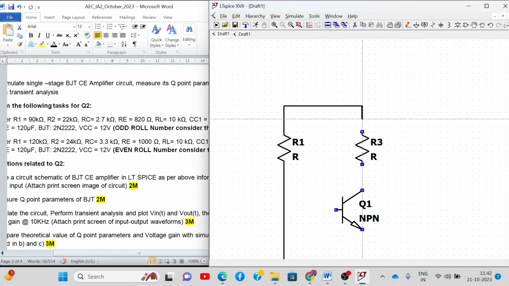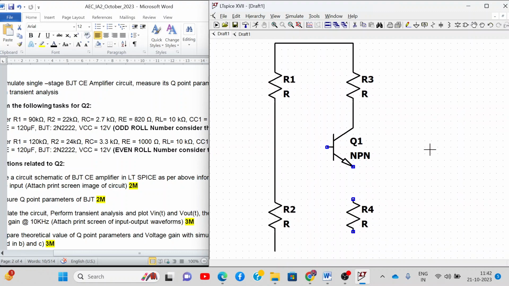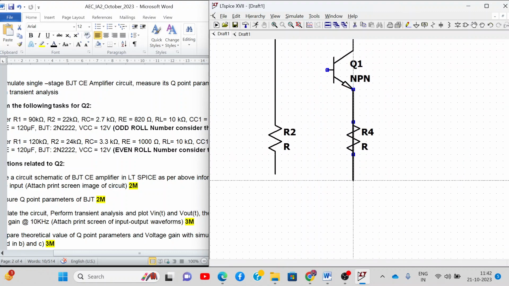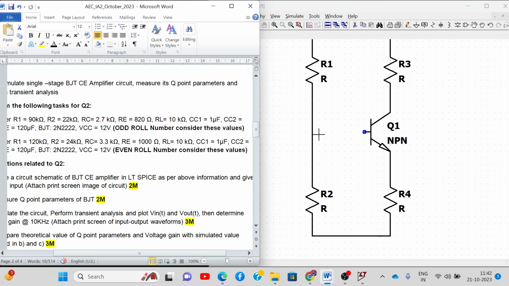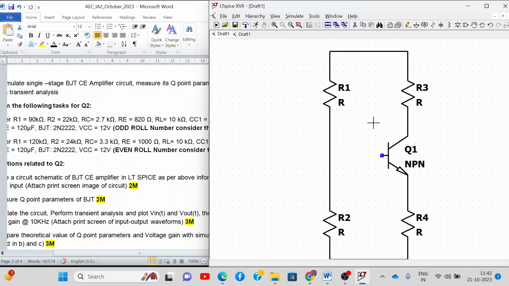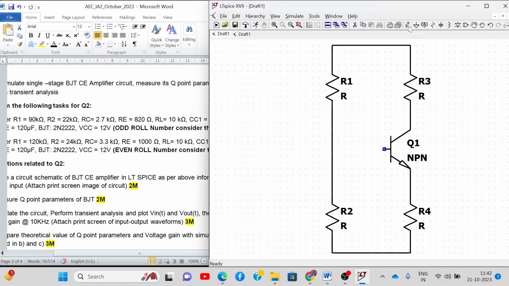Simulation is a very easy job, but still some people struggle because they don't follow the basic steps. So I'll join them quickly with the wire. Alright. Then R1, R2 values are given. Now, most important thing, if I have a capacitor, let me show you what mistake a student may make.